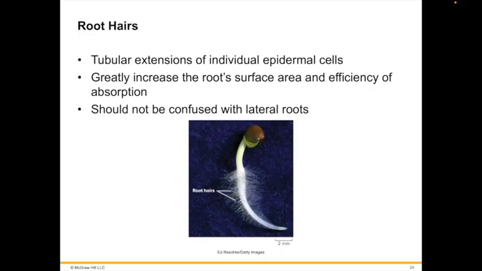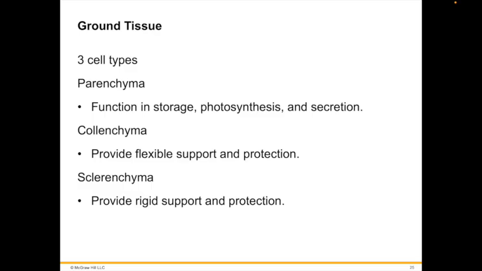and efficiency of absorption. As a root grows, the extent of the root hair zone remains roughly constant as root hairs at the older end break off, while new ones are produced at the apex. Most of the absorption of water and minerals occurs through root hairs, especially in herbaceous plants. Root hairs should not be confused with lateral roots, which are multicellular structures and originate from deep within the root.